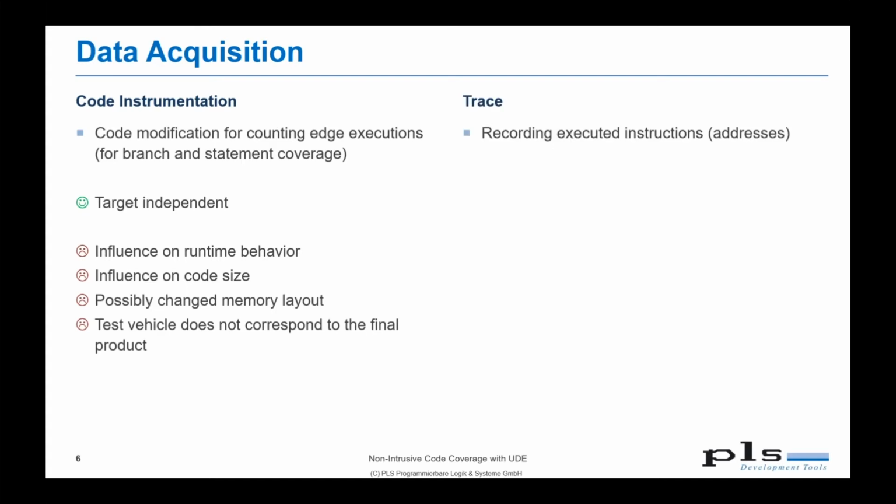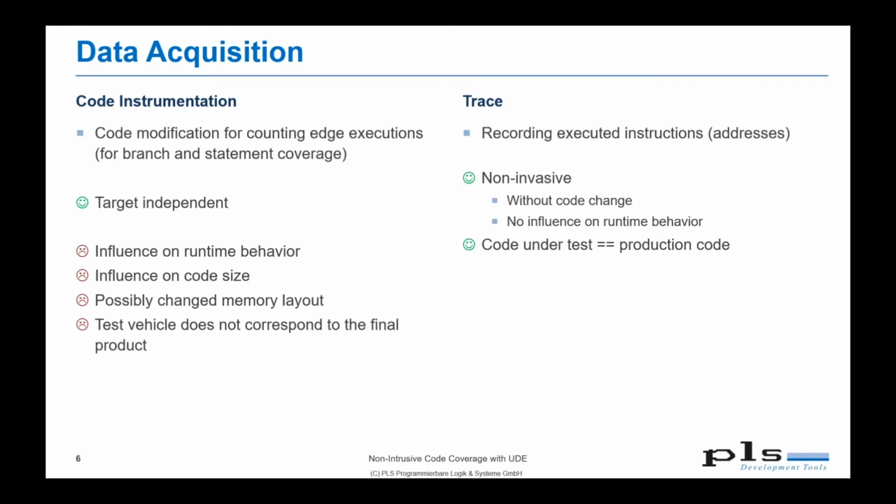The second approach to get the data for calculating the code coverage is to use trace, hardware trace provided by some of the used microcontrollers. This is a completely non-invasive method. No code instrumentation is required, and so you have no influence on the runtime behavior nor on the memory layout. The code under test is the same code that is running on your product later in the field.